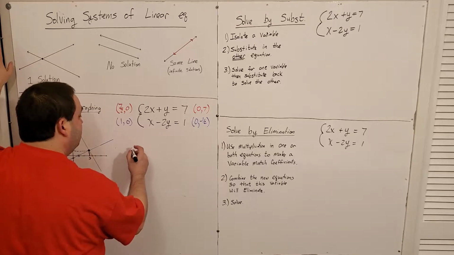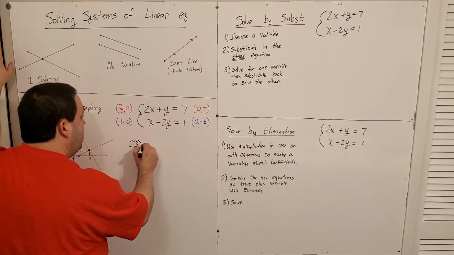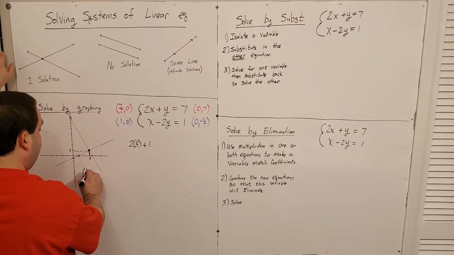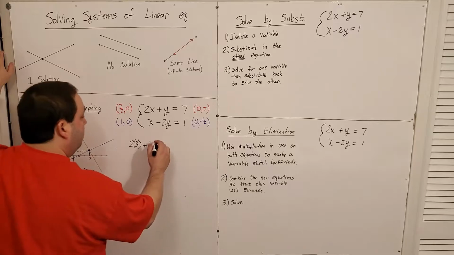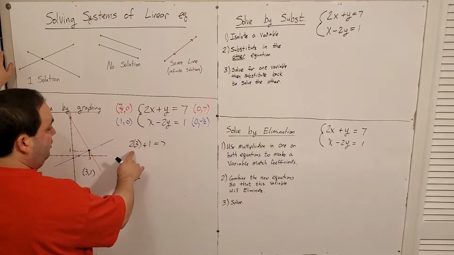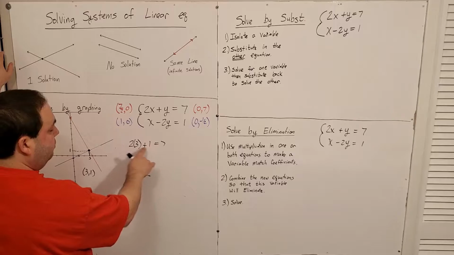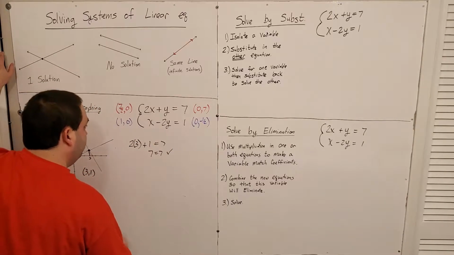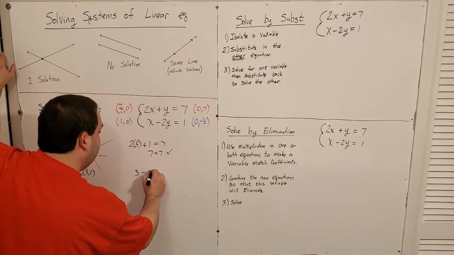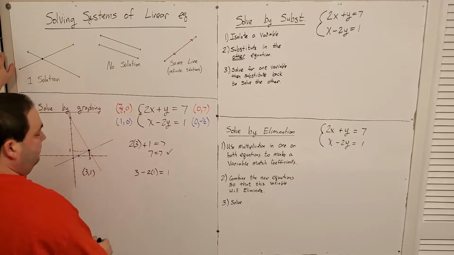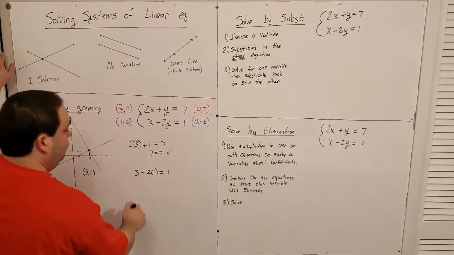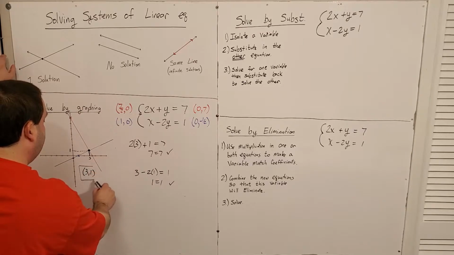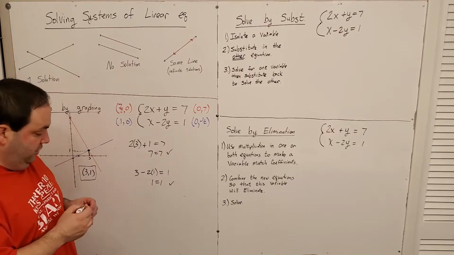We can check it. 2 times 3 plus 1, right? If (3, 1) is my solution, equals 7, which is true, right? Because 2 times 3 is 6 plus 1 is 7. 7 equals 7, true. Check the bottom one. 3 minus 2 times 1 equals 1. That's 3 minus 2, which is 1, so 1 equals 1, that's also true. So (3, 1), x equals 3, y equals 1, is the solution to the system.